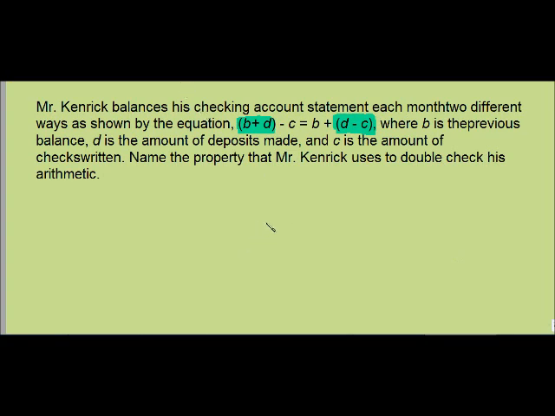I just went through and told you. It's the associative property. And I just explained why. So let's go on to the next one. Do we have a next one?